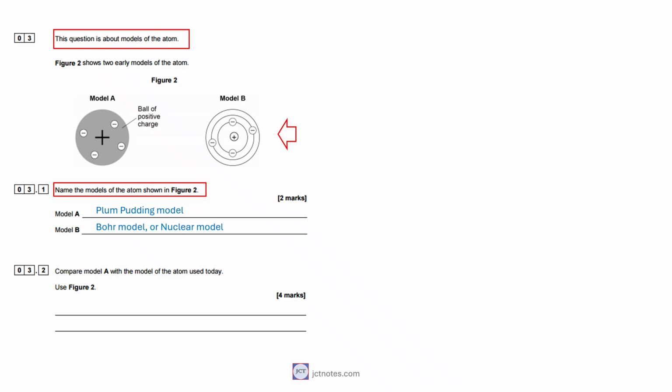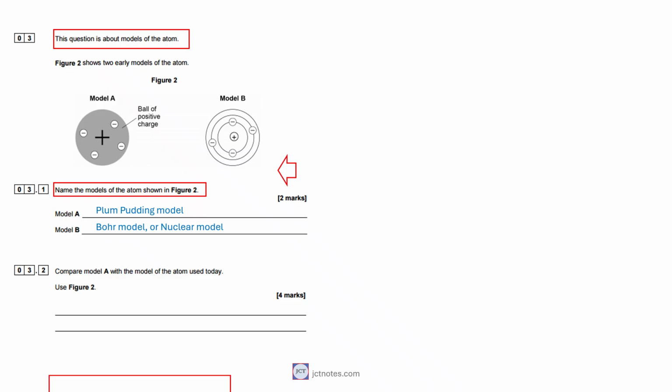Top examiner tip: while the exam board accepted a nuclear model here, the examiner's report noted that Model B specifically shows electrons in fixed orbits, which is Niels Bohr's adaptation. Avoid just writing atomic model or modern model, be specific to get the 2 marks.